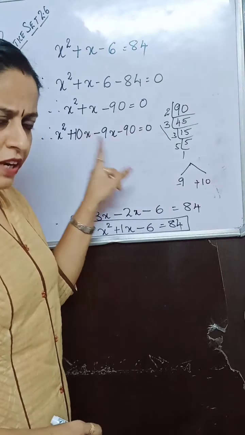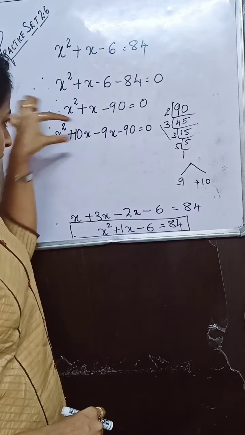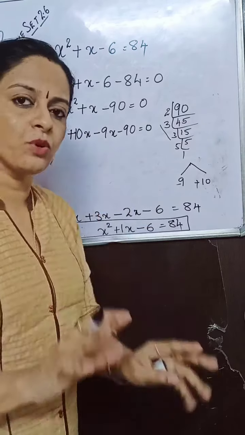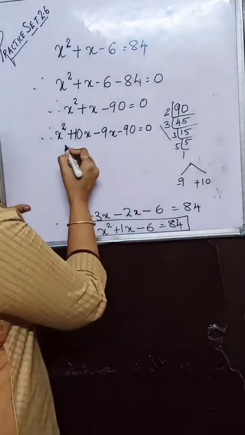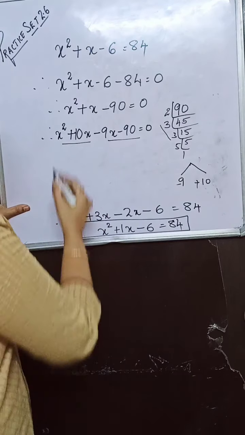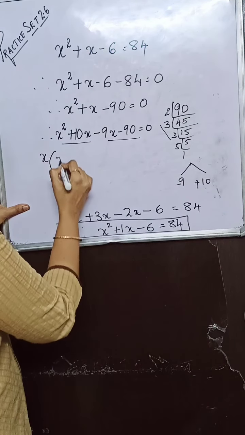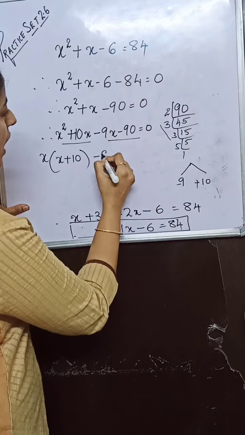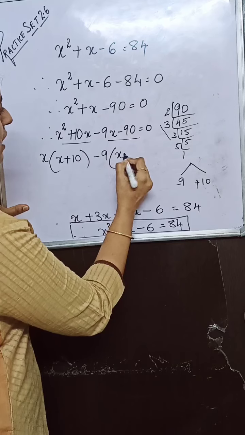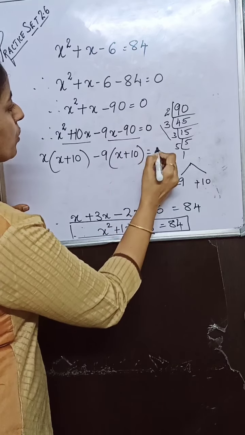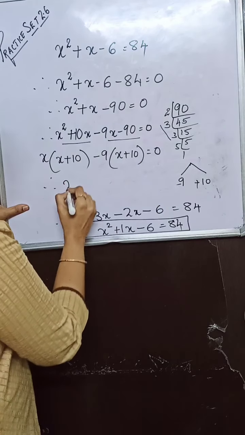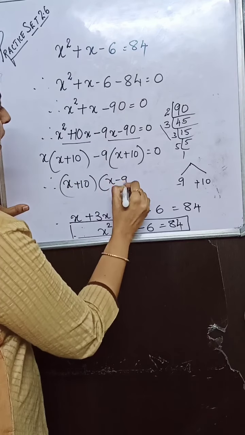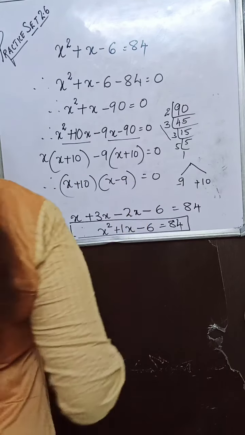Any one term you can write first. Not necessary that 10x should be written here. Even if you write minus 9x plus 10x, then too you will get the correct answer. Let us make group of 2. From this x common, what remains is x plus 10; from these two 9 common, what remains is x plus 10 equal to 0. Therefore, x plus 10, x minus 9 equal to 0.